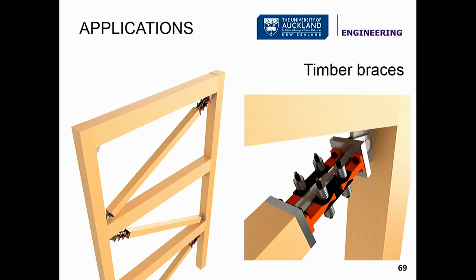You have BRBs for steel, you can have this for timber. A BRB will have to be replaced, this will not have to be replaced. And in the middle you have a telescopic type of arrangement, a bracket, that prevents the overall buckling of the brace in your frame.